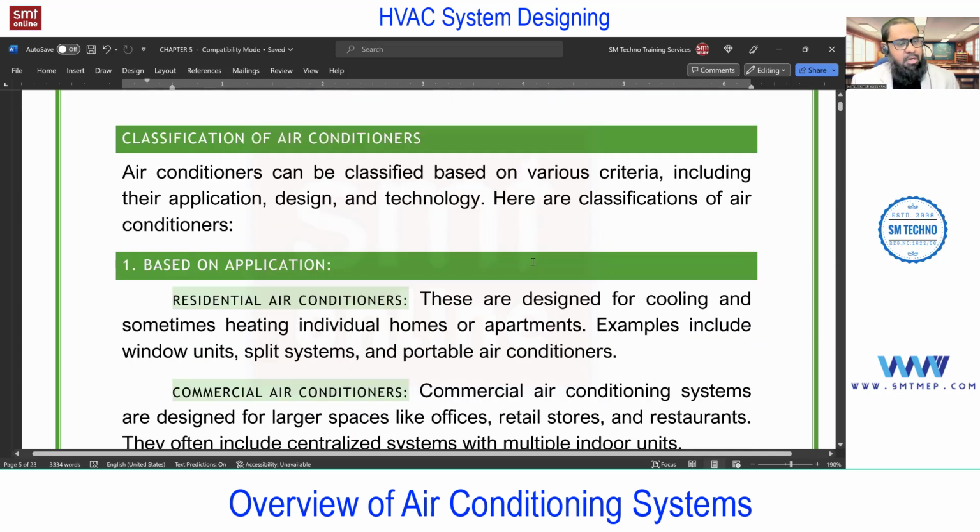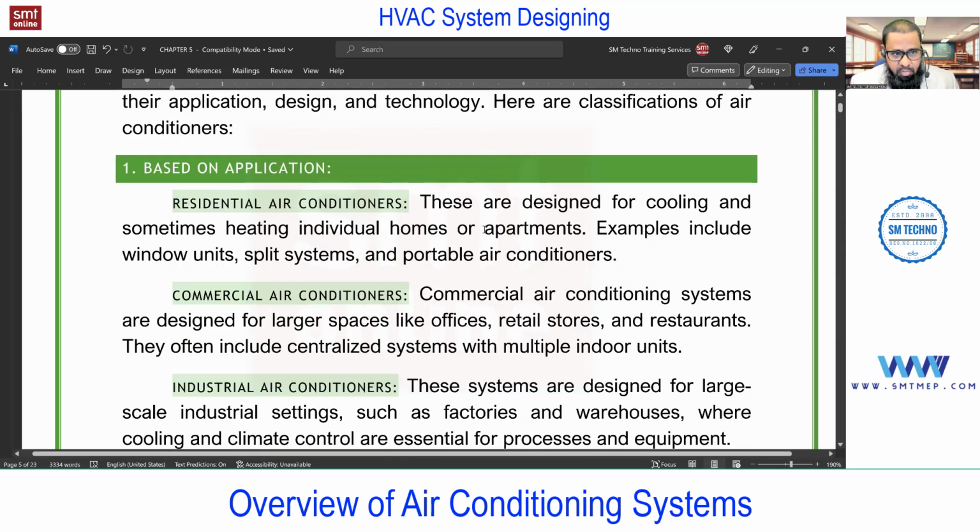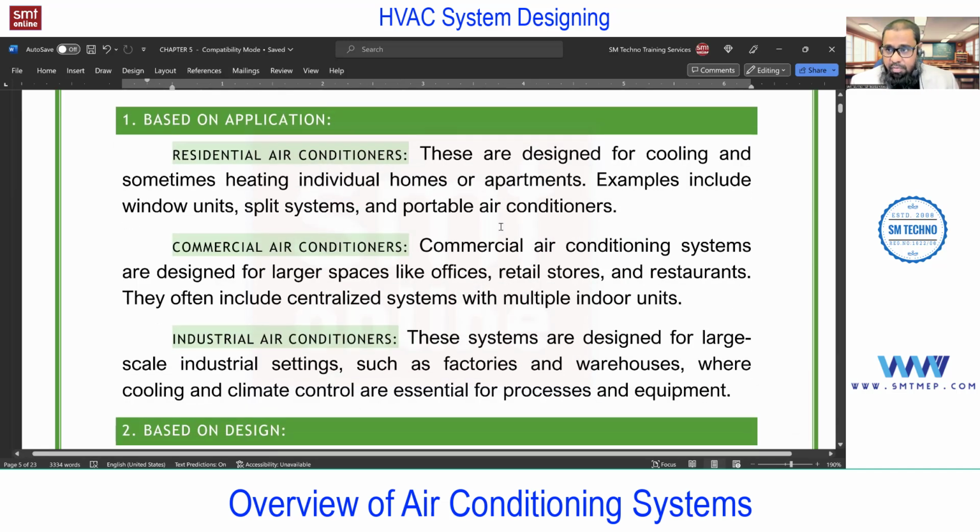But before this, let me complete some theory. So you see, air conditioners can be classified based on various criteria, including the application, design, and technology. First, we'll talk about based on application. And I think, remember, we discussed the applications of air conditioning in the starting classes. It can be for residential or for commercial, for industrial, even in automobiles, etc. So if you talk about application, one can use this for residential projects. Everyone is aware of this. Can be used for commercial projects like malls, offices, schools, restaurants, etc.